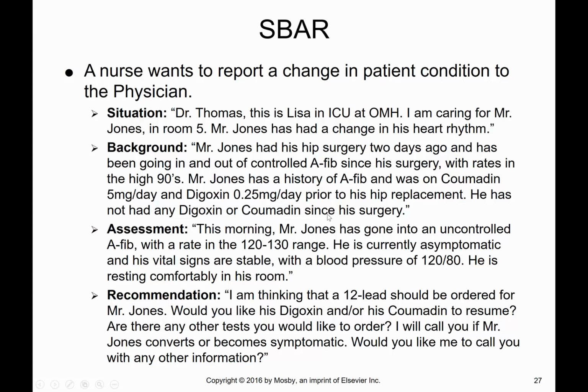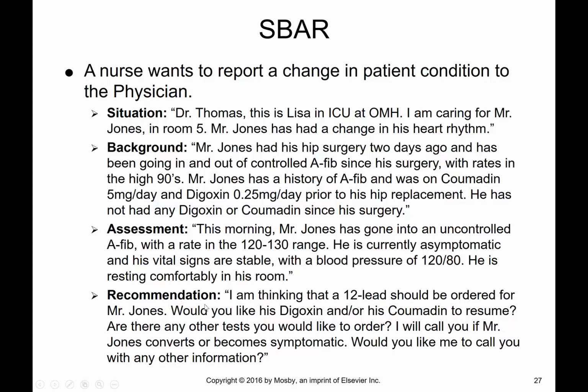That's the background. Okay. My assessment, Dr. Thomas, is this morning Mr. Jones has gone into uncontrolled AFib with a rate of 120 to 130 range. He is currently asymptomatic and his vitals are stable with a blood pressure of 120/80. He is resting comfortably in his room. These are the things I've assessed.